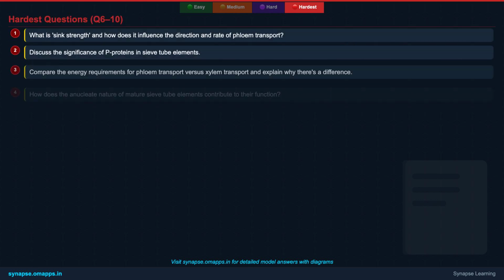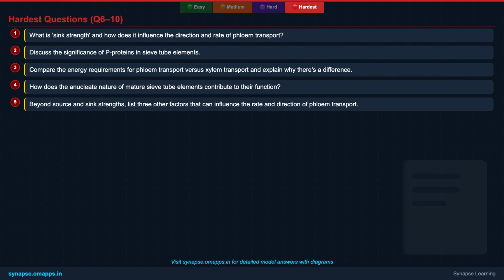Here are the remaining 5 questions for the hardest level. These questions will push your understanding further, covering regulatory aspects, comparative physiology, and the broader implications of phloem function. Apply all the knowledge you've gained, connecting the dots between structure, mechanism, and influencing factors. Good luck with these challenging problems.